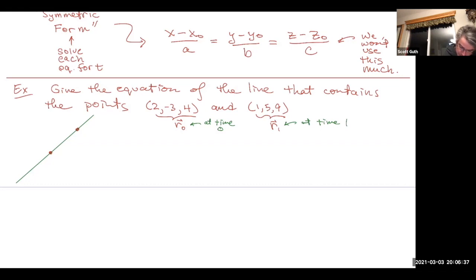Anyway, so this would be my R0 and this would be my R1. And I don't care about the geometry that much here. The point is I need a direction vector. So what I would do then is just draw a direction vector in here. So that's what I'm doing now. Okay, so that's going to be my V.